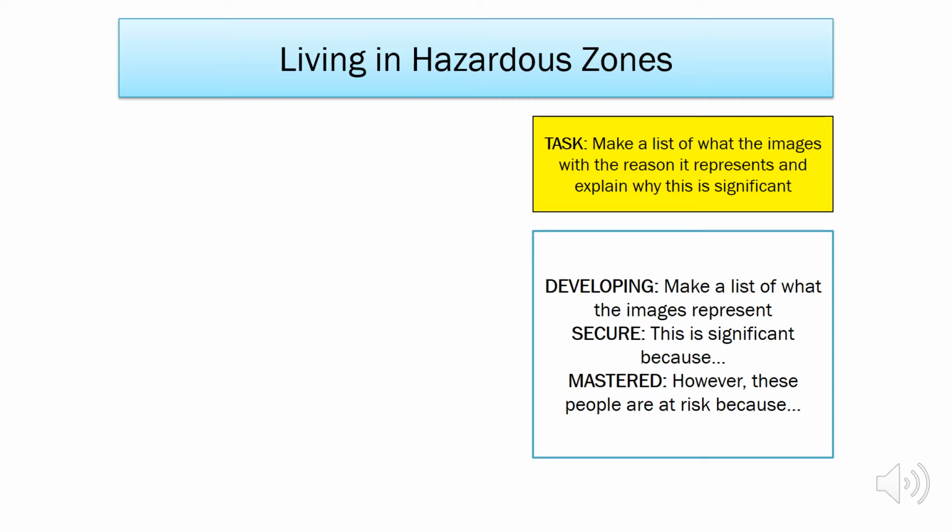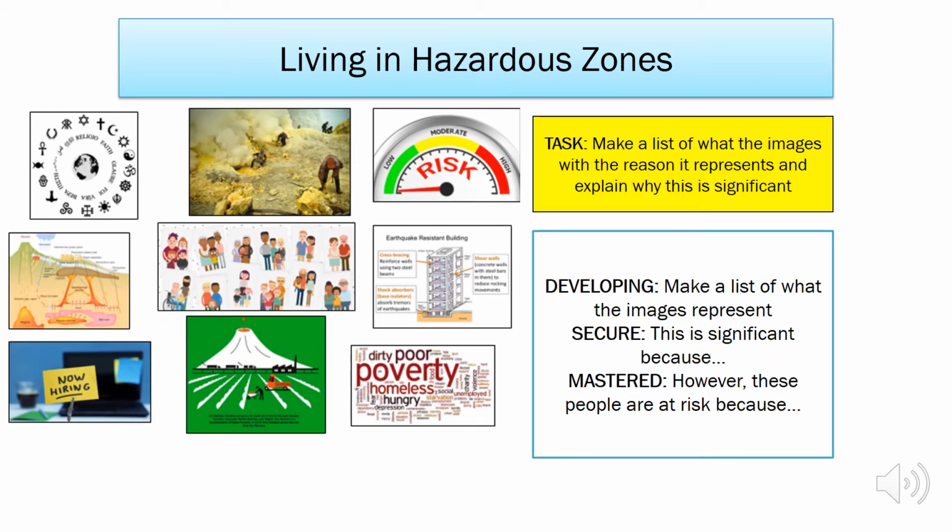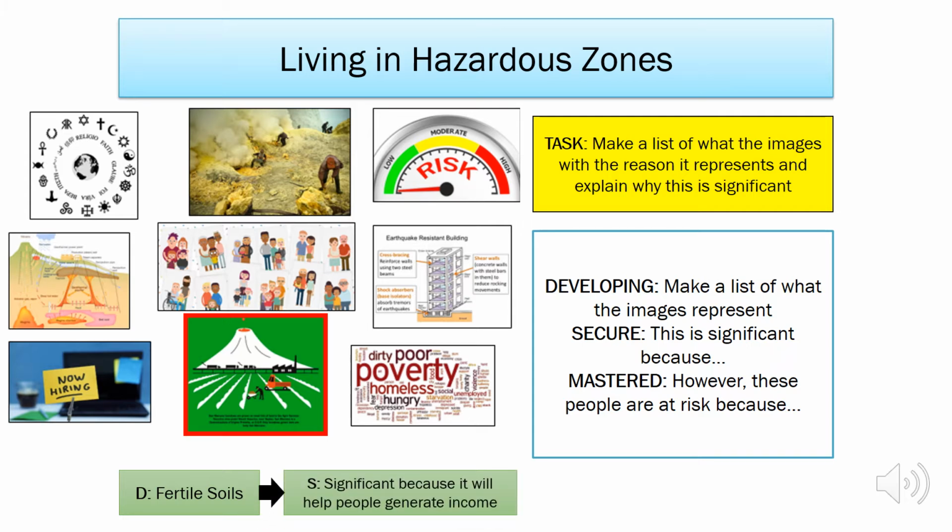The first part of our lesson will be looking at living in hazardous zones. You are going to make a list of what these images represent and explain why it's significant. For a developing task, all you have to do is make a list of what each image represents. So this image here represents fertile soils. For secure, you'll be telling me why is it significant. So fertile soils are significant because they help people to generate more income.